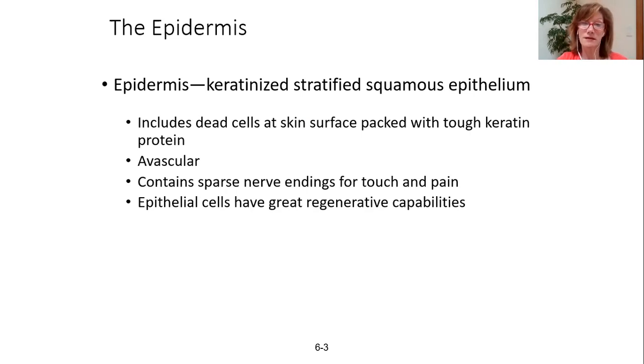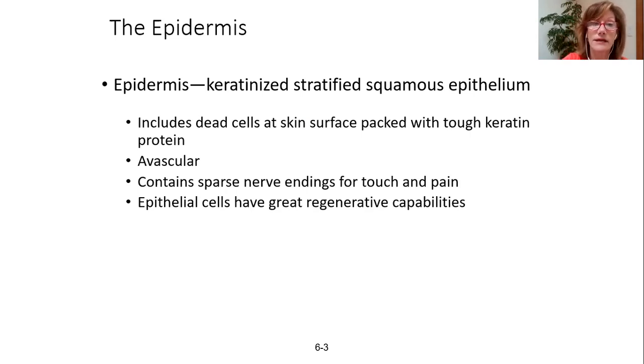Other things to think about when we think of the epithelium is that it's avascular. All epithelial tissue lacks a blood supply, so there are no blood vessels in the epidermis. The epithelial cells will rely on diffusion from the underlying connective tissue. The other thing is located throughout the epidermis, there are a variety of different nerve endings that allow us to detect sensations, including touch and pain. There's also temperature, for example.